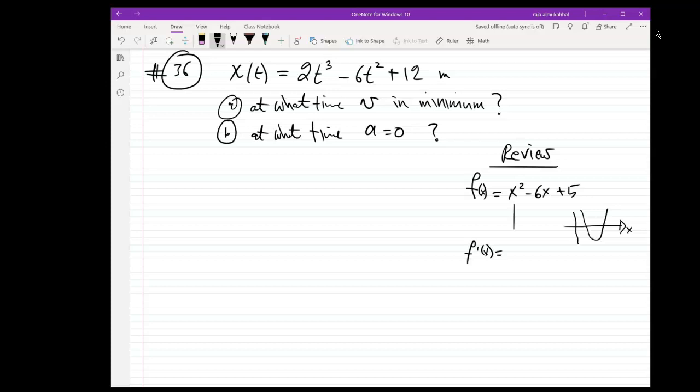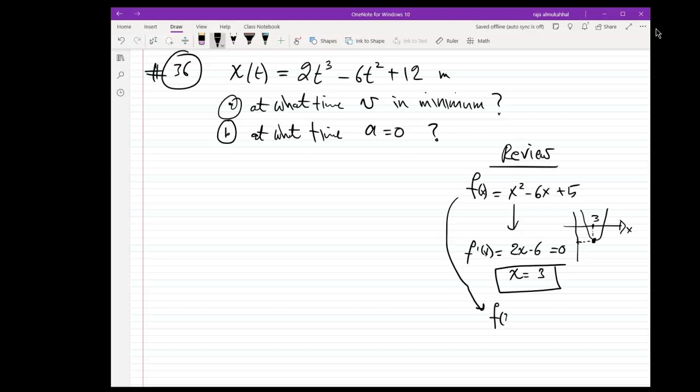So let's take the derivative of this one. That's going to be 2x minus 6, and you equate it to 0. And then you solve for x, and that will give me 3. There it is. And that's exactly what we got in the graph. So this x value here is 3. Now, I want the corresponding y value. That's easy. You just go back to this original function.